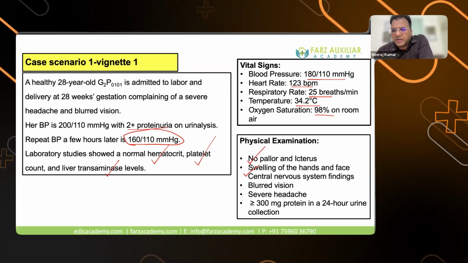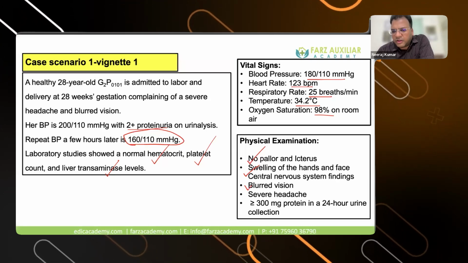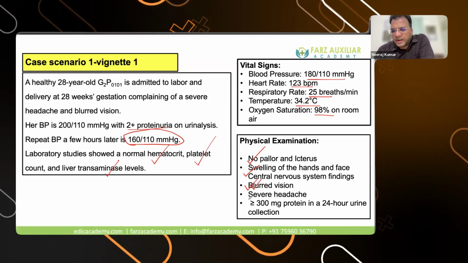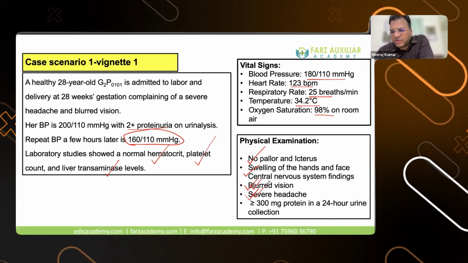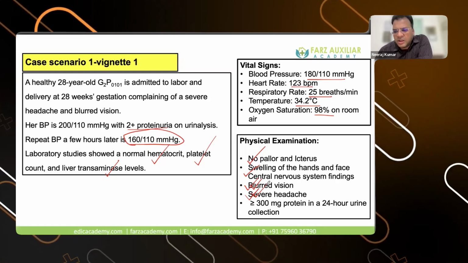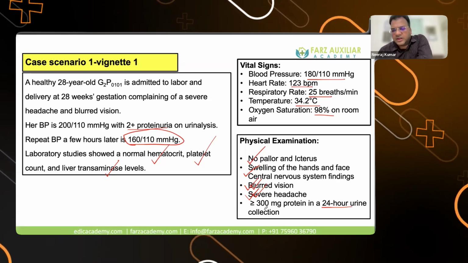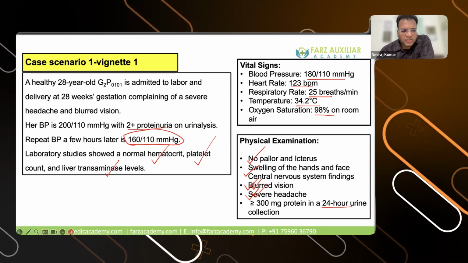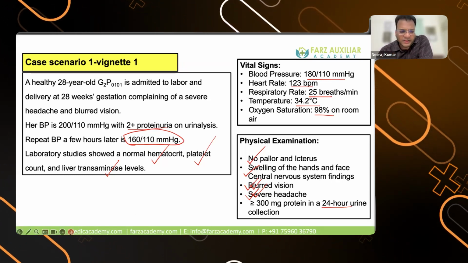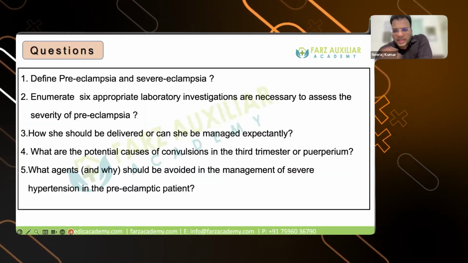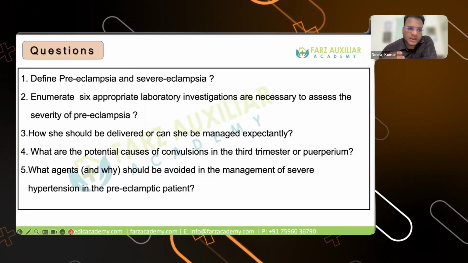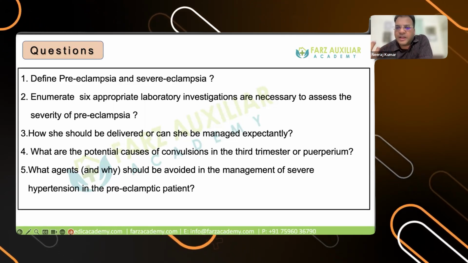On CNS findings, the patient was repeatedly complaining of blurred vision and severe headache. On lab examination, the routine urine examination and the 24-hour urine sample showed protein of more than 300 milligram. So these are the overall findings. Based on that, I can ask in the real exam how you will define preeclampsia and severe preeclampsia.